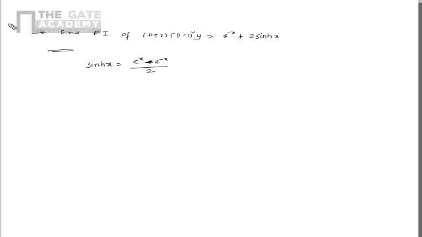Now let's take another example. Find the particular integral of (D plus 2)(D minus 1) whole square y equal to e power minus 2x plus 2 sinh x, a sine hyperbolic function. Before starting the problem, we know that the sine hyperbolic function is expressed in this form: e power x minus e power minus x, by 2.